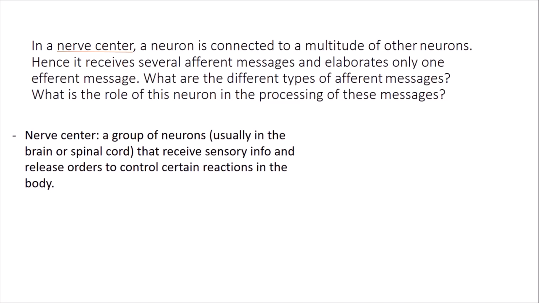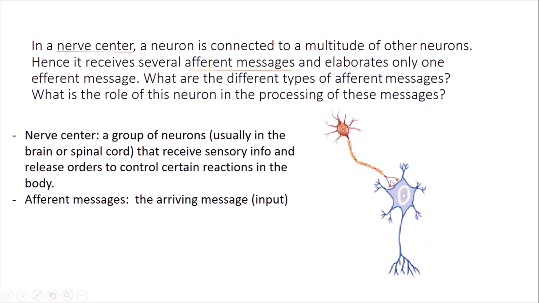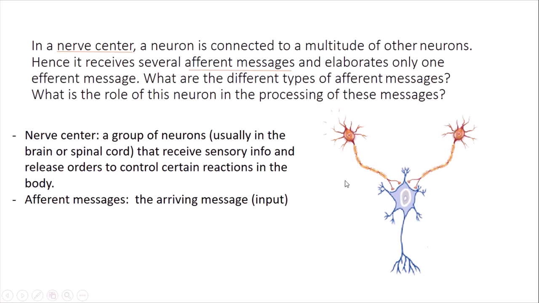Very good. Hence, it receives, meaning the nerve center, several afferent messages and elaborates. What does afferent message mean? Afferent messages are the arriving messages or the input. So if we have two connected neurons here through a synapse, the presynaptic neuron and the postsynaptic neuron, the message brought in by the presynaptic neuron, the input, is actually the afferent message. Very well. But in the text they said it receives several afferent messages. So this means that the same neuron is being connected to more than one presynaptic neuron and receiving more than one afferent message. Okay, now that's clear. Let's return to the text.